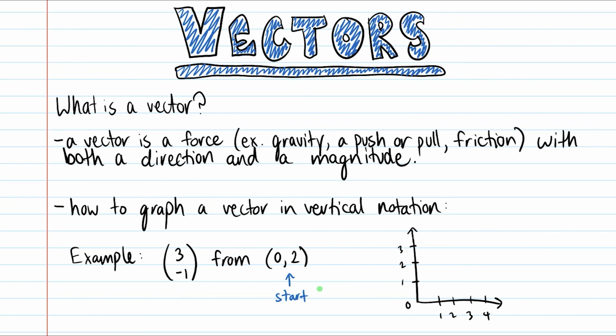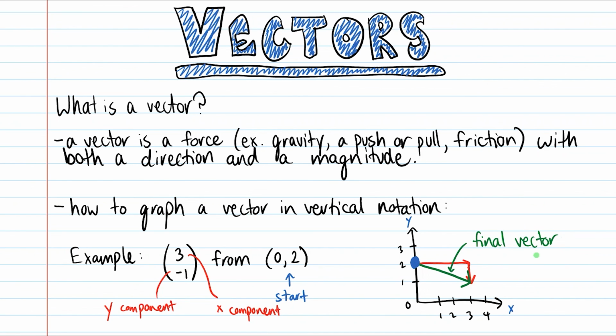So we have a graph, and this is in vertical notation. This vector, that's the x component. That's the y component, and we want to start from the start point that they give us. So this would be the final vector with the direction and the magnitude.